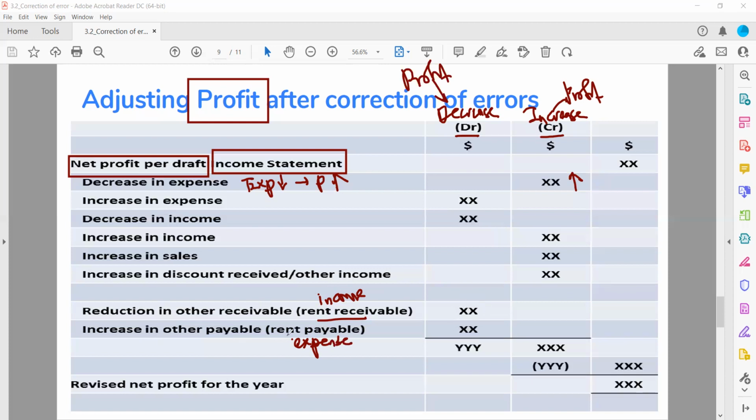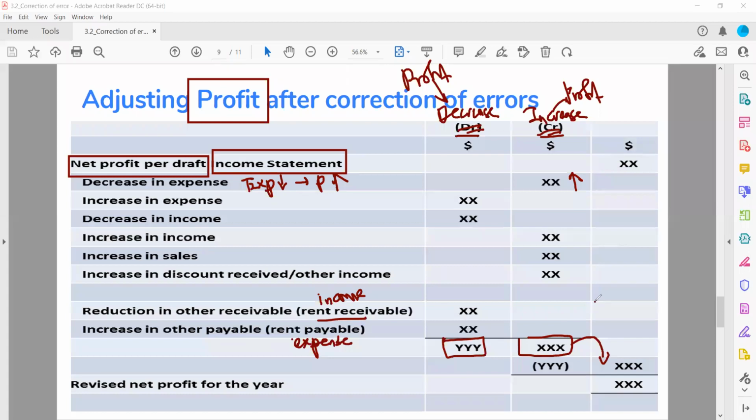Increase in other payable, which is the rent payable, for example. This one, expenses increase, profit will decrease. So at the end, we will add the subtotal, debit and credit column, in the decrease or increase column. This is more appropriate, using the decrease or increase column. So add the subtotal, find the differences, and put into the net here.